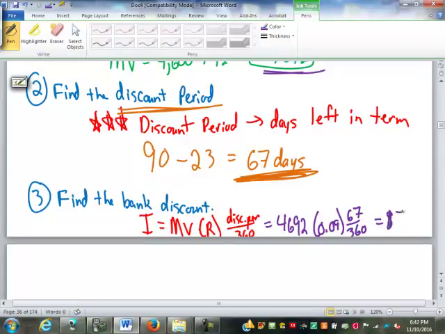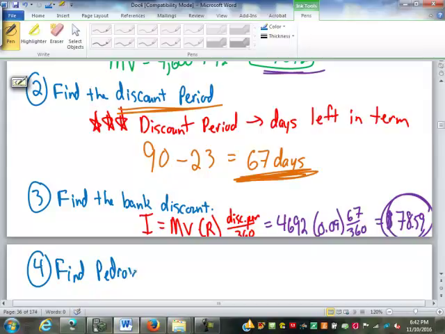$78.59 is the bank's discount. Step 4. Find Pedro's proceeds.